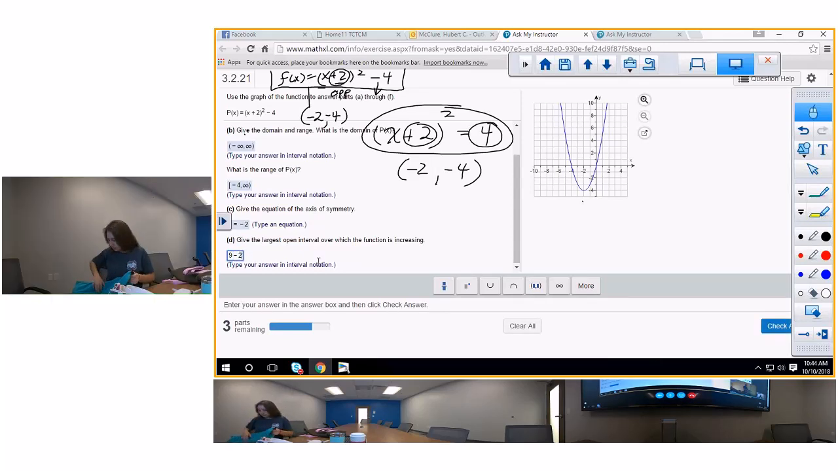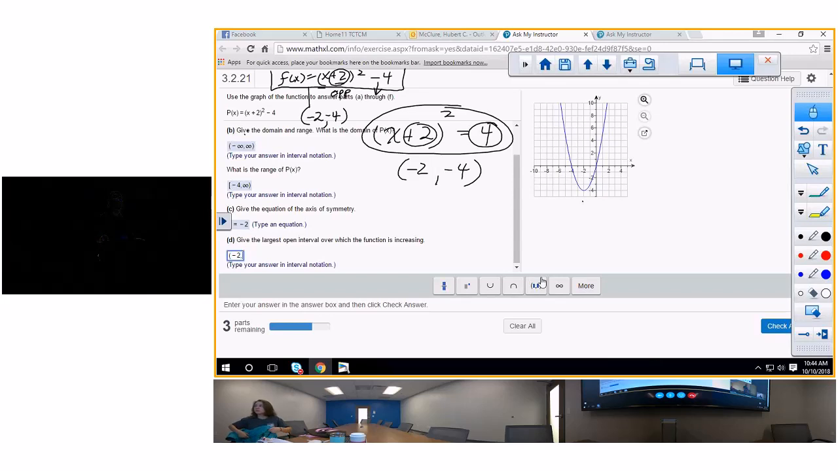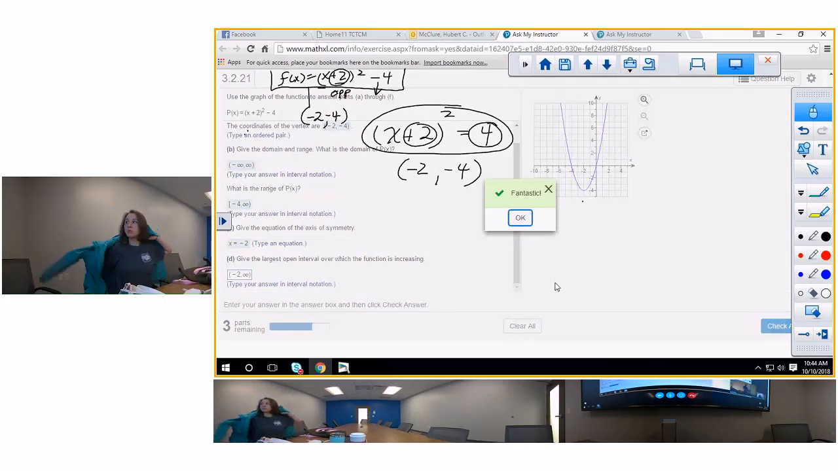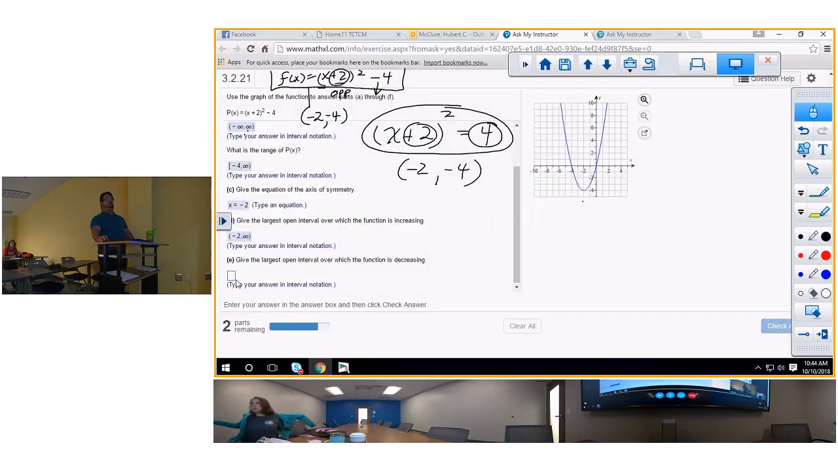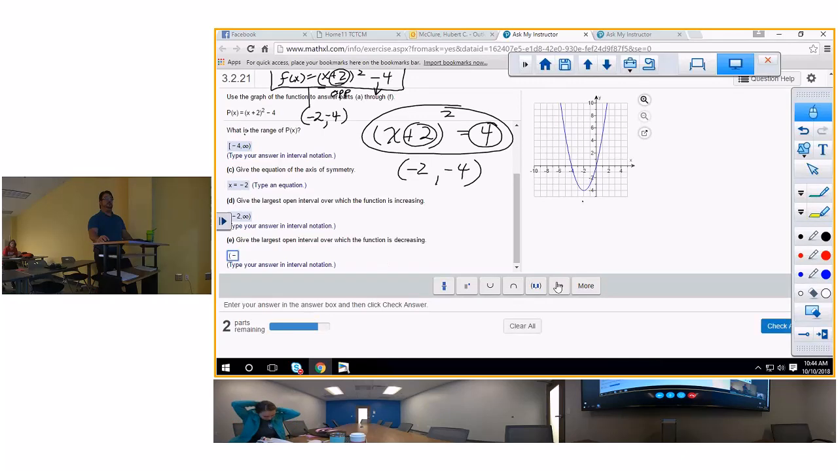Okay, I can't type either. -2 to infinity. And then where is it decreasing? From -infinity to -2. From -infinity, comma, to what is it, -2?